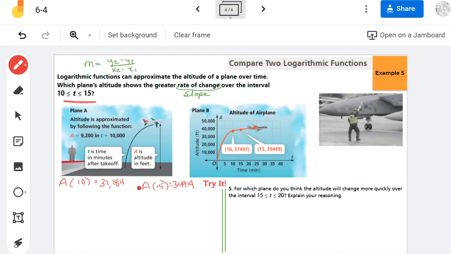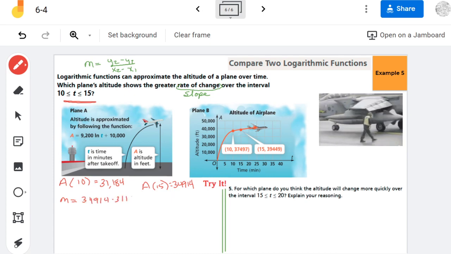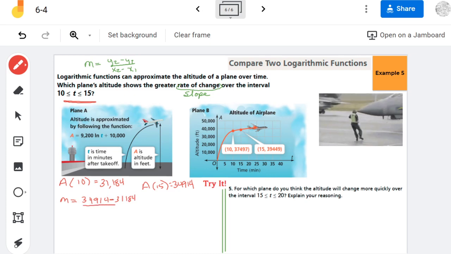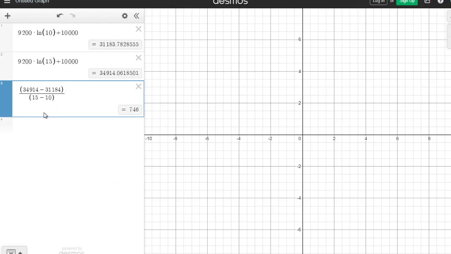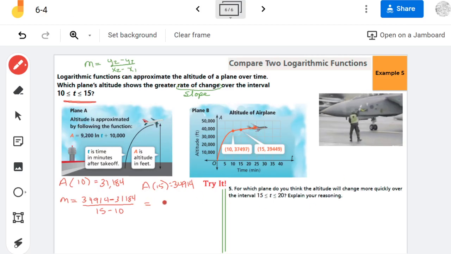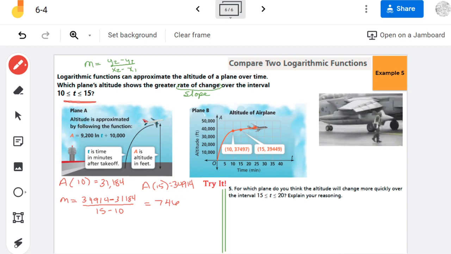Now that I have these two, I need to calculate the slope between those points. So I'm going to say m equals, and I'm going to take these two values up top and subtract them from each other. Then I'm going to take 15 and 10 and subtract them from each other, which I've also put into Desmos just to save myself time. And you can see that it's 746. So what that's saying is that for every minute, this plane is increasing its altitude by 746 feet.